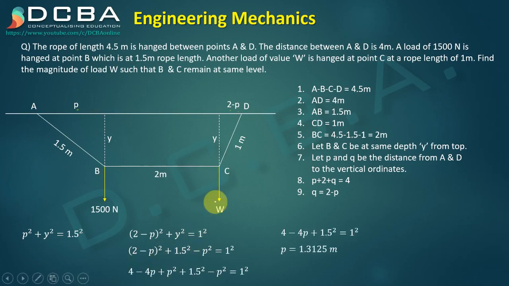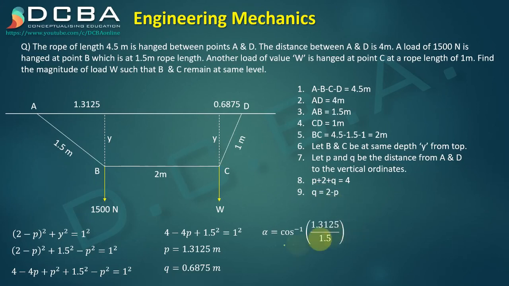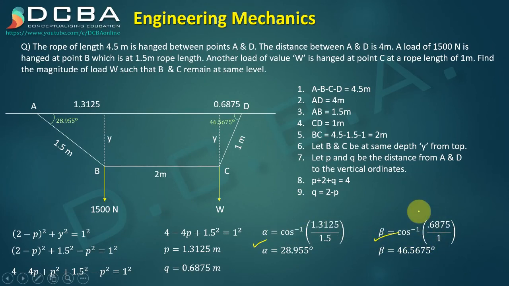P comes out to be 1.3125 meters. Once I find P, I can find Q, which is 2 minus P. So it is 0.6875 meters. Now once I know P and Q, I can find angle alpha and angle beta. Alpha is cos inverse of 1.3125 upon 1.5. Beta is cos inverse of 0.6875 upon 1. So I get alpha, I get beta. Now it's a simple problem where I have to just use Lami's theorem.